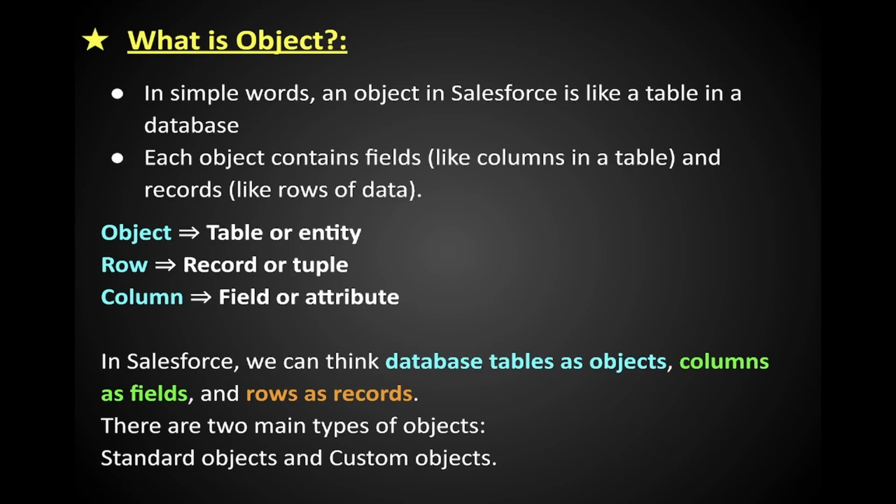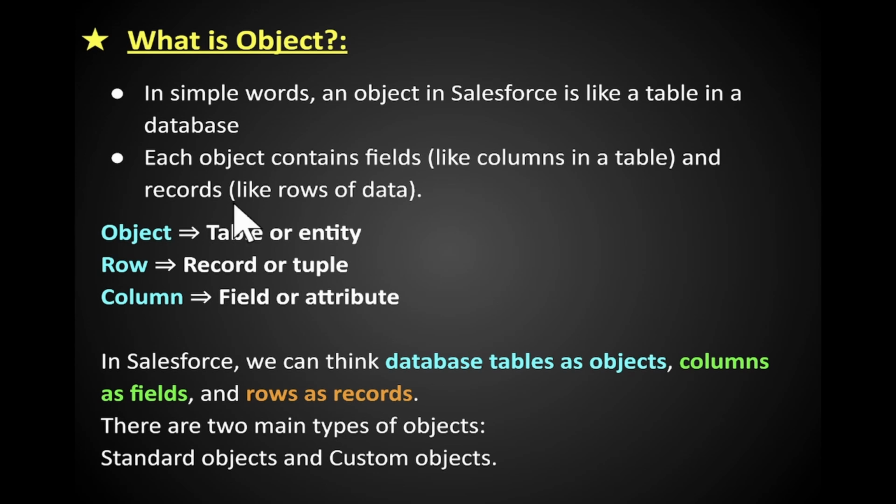Okay, let's understand what an object is first. Think of an object as a table in a database. Here you can read in simple words: an object in Salesforce is like a table in a database. Each object contains fields, like columns in a table. So we can call them fields or columns, both are the same. And records are like rows of data. In Salesforce, some naming conventions are different, but fields and columns are the same. Records and rows, both are the same.